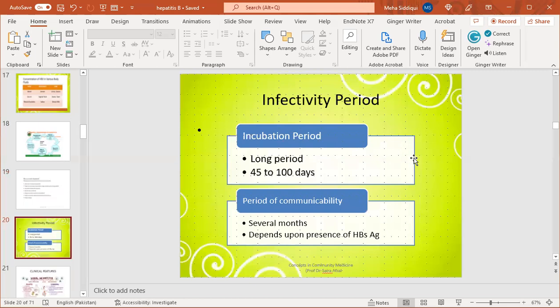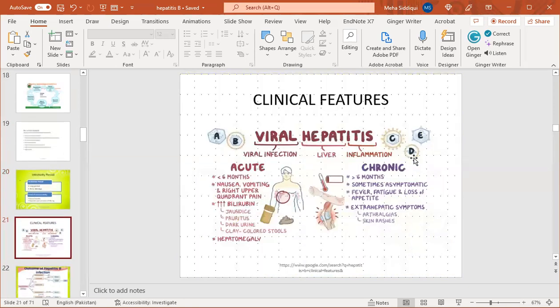Infectivity period. The incubation period is very long, usually from 45 to 100 days, and the period of communicability is several months, depending upon the presence of hepatitis B surface antigen in the blood of the infected person.